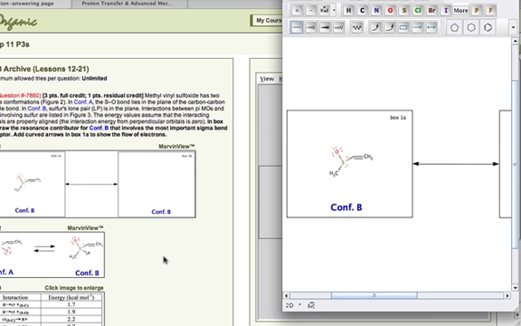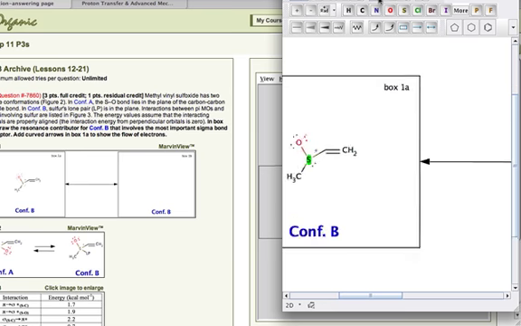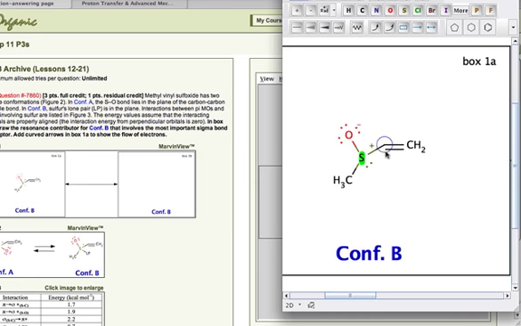So in this problem we're interested in conformation B of this sulfoxide, which places the lone pair that you see here in the plane of the molecule, right? So in the plane of the double bond. The oxygen and the CH3 are above and below the plane, respectively.